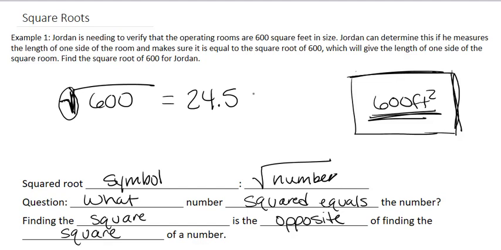as we just will round, and this is for feet. So one side should be 24.5 feet. So if Jordan measures that on one side of the room, then it should be the correct size for the operating room. So let's look at another example.